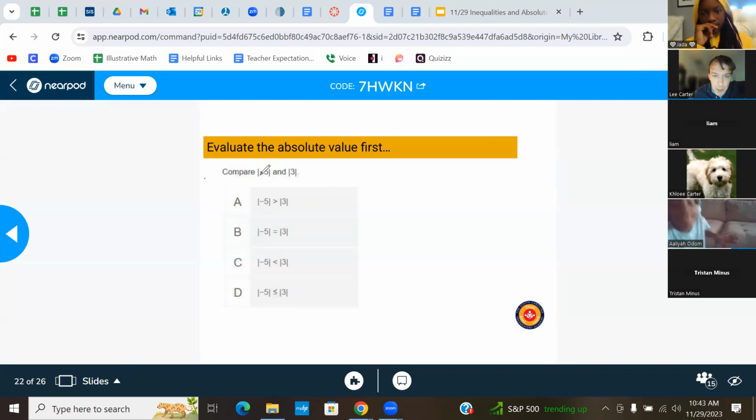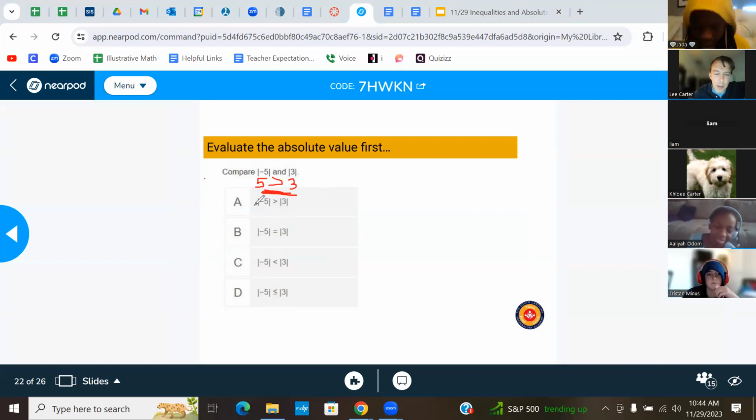So compare the absolute value of -5 and the absolute value of 3. The first thing you do is you evaluate the absolute values. All right. So you say the absolute value of -5 is 5. So now we're going to do a comparison here, right? Less than, greater than, and then 3. So is it greater than, less than, or equal to? Well, that's greater than. Therefore, the greater than sign is the one I'm looking for here. So that will be A. It's not the same absolute value, and it's not less than. Okay. That's how you would do this.